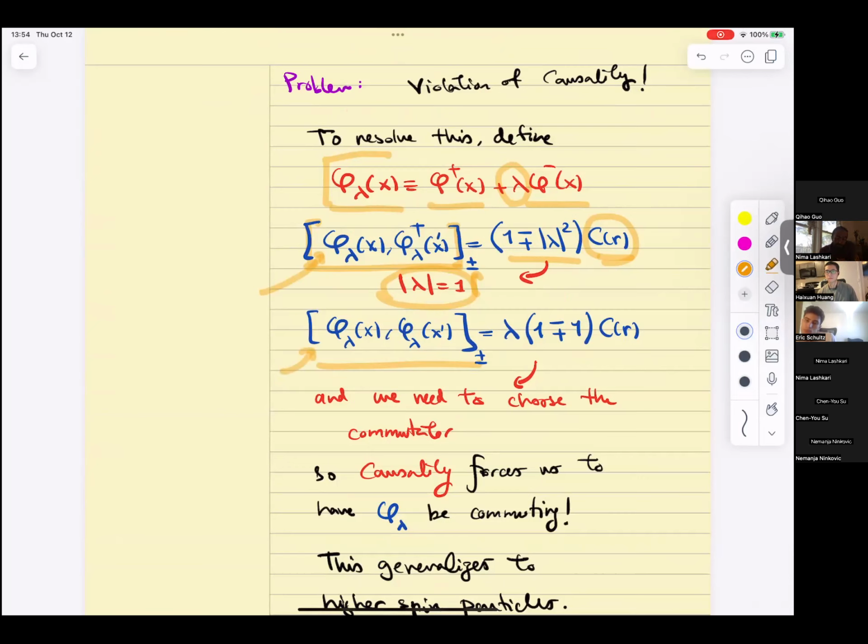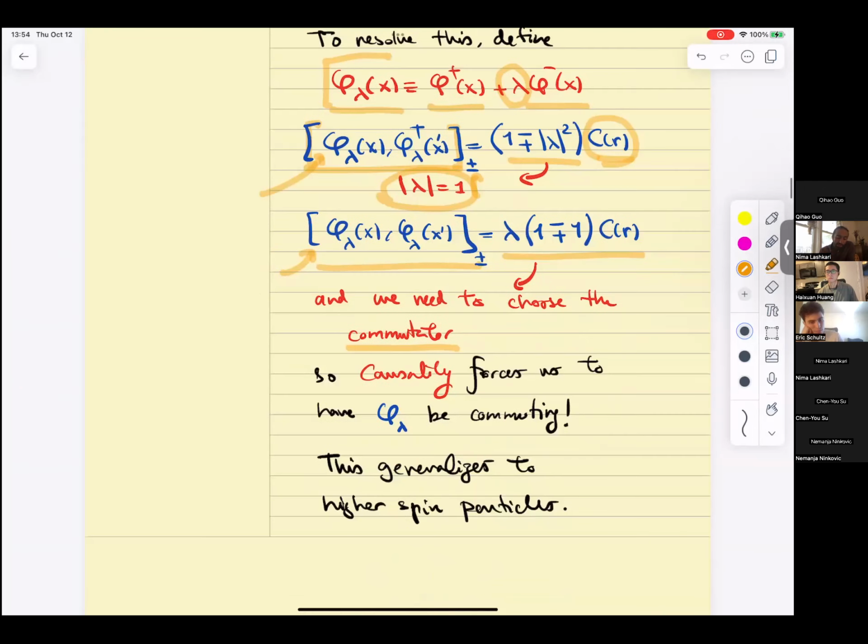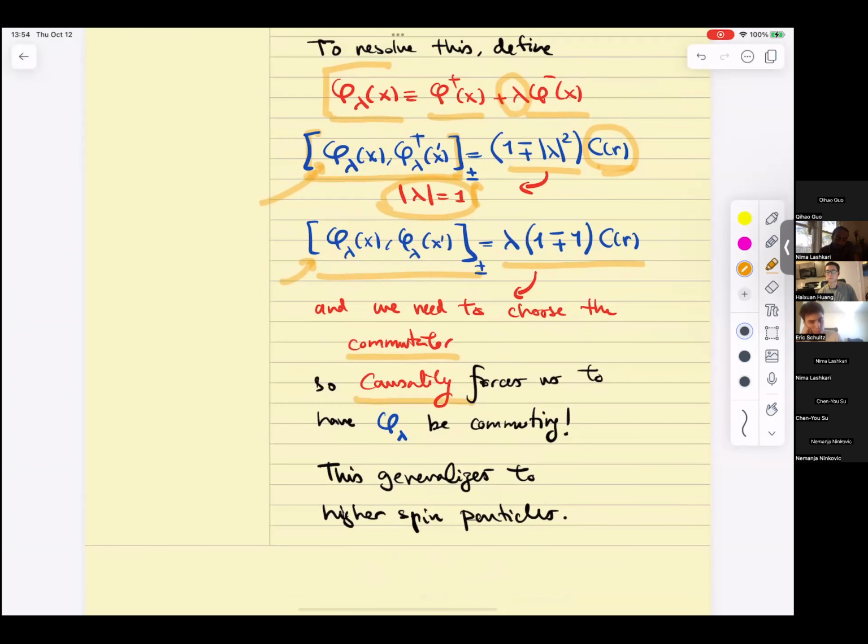Next, let's look at phi lambda and phi lambda, the commutator and anti-commutator. We end up with this expression. We learn, putting these two together, that we have to make the choice of the commutator for our field phi. So in summary, we learned that causality forced us to have commutation relations for scalar fields.